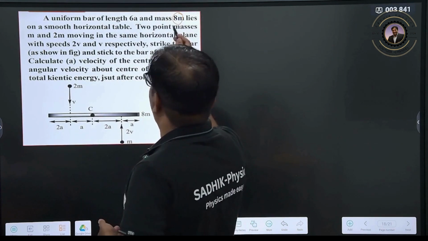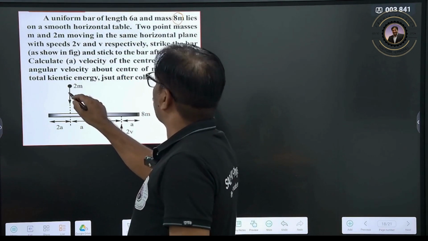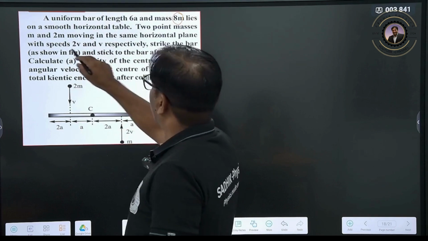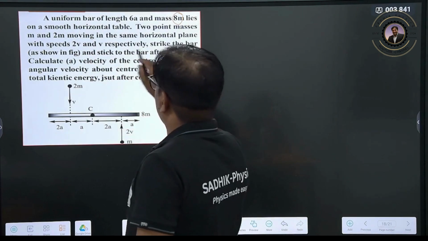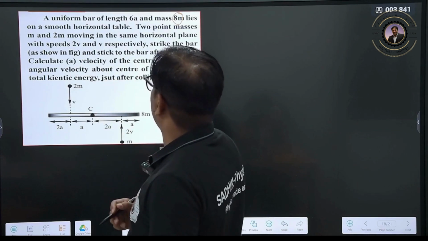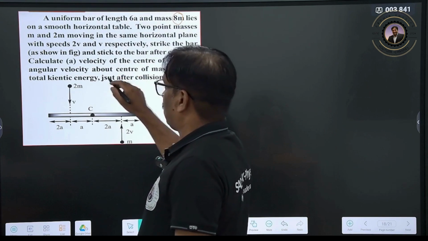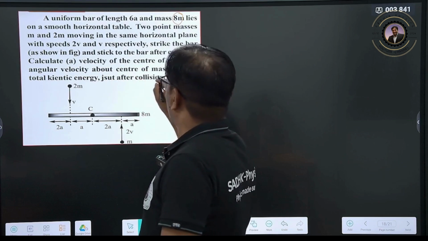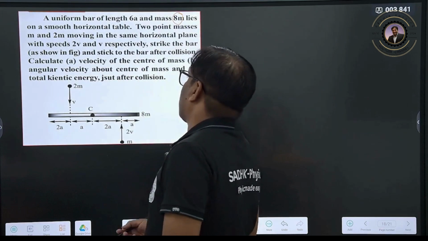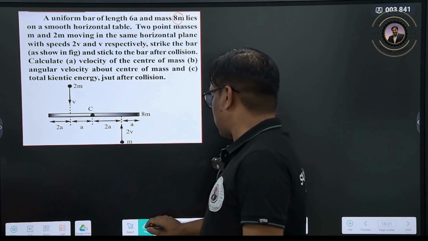There are 2 point masses, m and 2m, moving in the horizontal plane with v and 2v, as this diagram shows, and they stick to the bar after the collision. Calculate the velocity of the center of mass, the angular velocity about the center of mass, and the total kinetic energy just after the collision. Clear? There are 3 questions in this one.